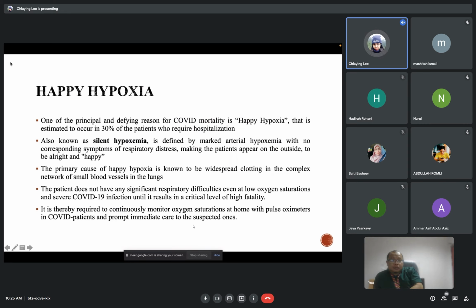So they don't have any significant respiratory difficulties even at low oxygen desaturation. This is why we encourage patients to monitor their saturation at home with the pulse oximeter. Do you actually tell patients, when you see a COVID patient, "Pakcik, balik rumah beli pulse oximeter and check"?